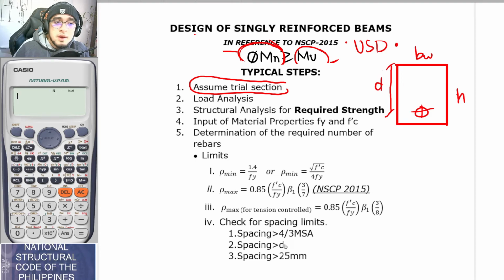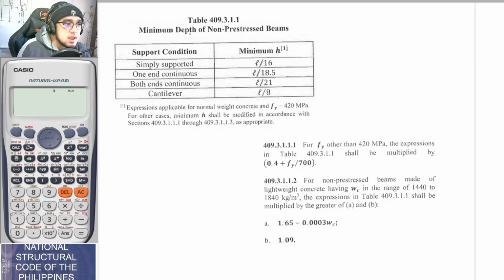But what you will be assuming here is bw and h. The assumption of the base width and the total height is once again dependent upon your rule of thumb and your experience as a structural engineer soon. But for example, you still don't have any experience, just like now. So I am assuming that all of you watching this video are students. So we can base our decisions in assuming these trial sections using this table by NSCP. So these are the minimum depth of non-prestressed beams, which is dependent upon the span length, L.